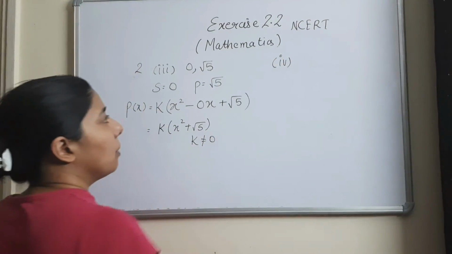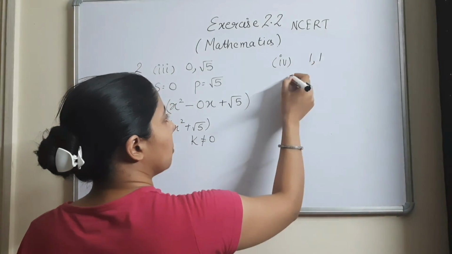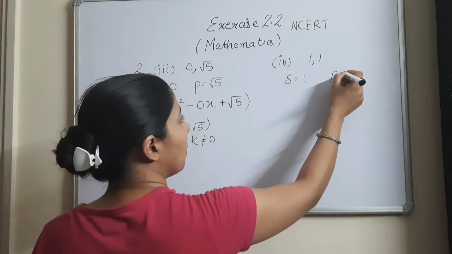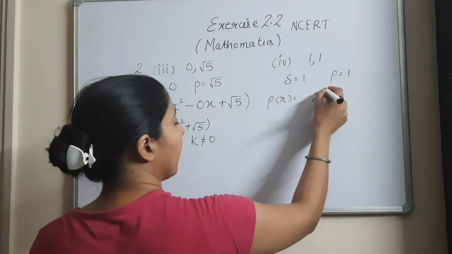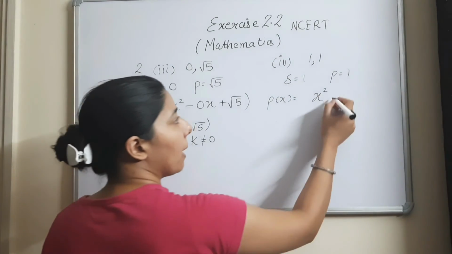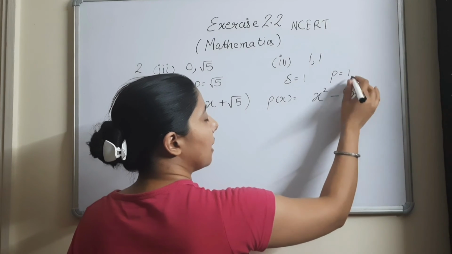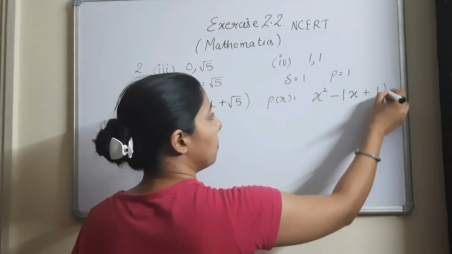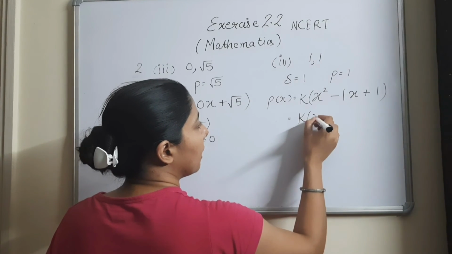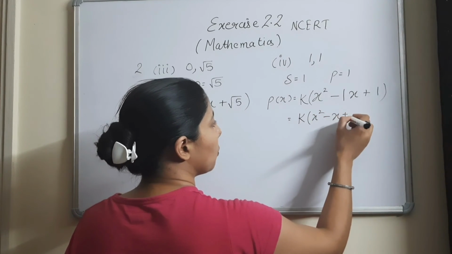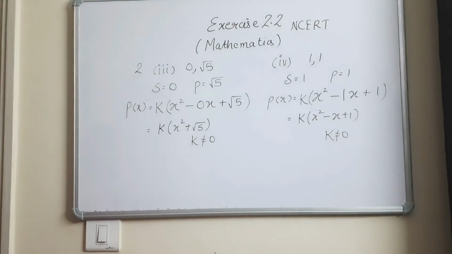Now question number 4 says 1 comma 1. So the sum is 1 and the product is 1. For writing the polynomial px, first of all write x square, then put a minus sign, then whatever sum is given write that and put x, then plus whatever product is given, put them in brackets, write down k. It can also be written as x square minus x plus 1, where k is not equal to 0. Fine.